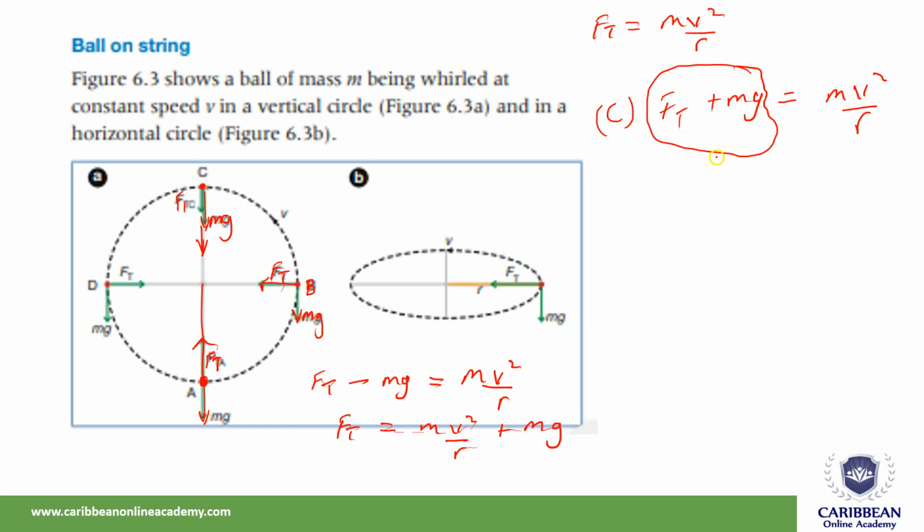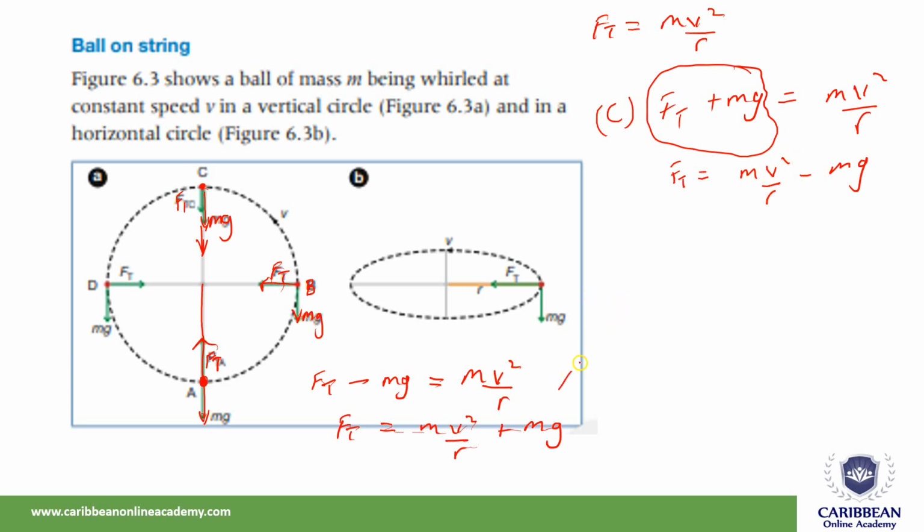Now, one other thing that we can understand from this question: if I make the tension force Ft the subject, I get mv squared divided by r minus mg. What this shows me is that at the very top of the system, my tension force is at its lowest. The tension force at point C, at the very top, is very, very low, because clearly we can see that our mg is being subtracted from mv squared divided by r.